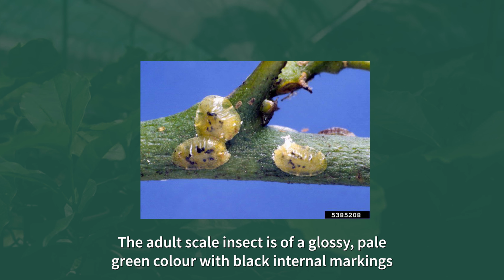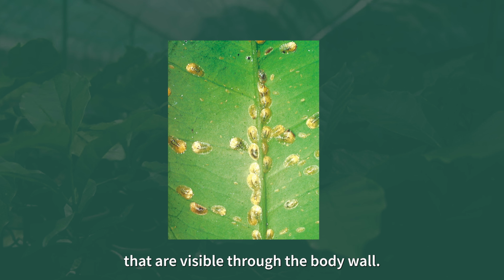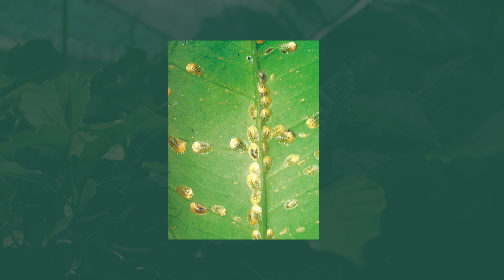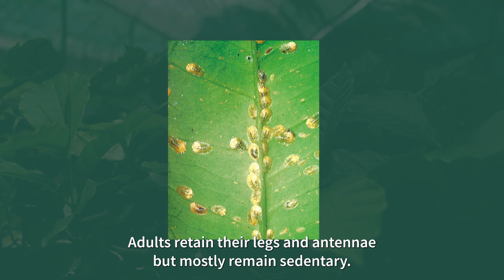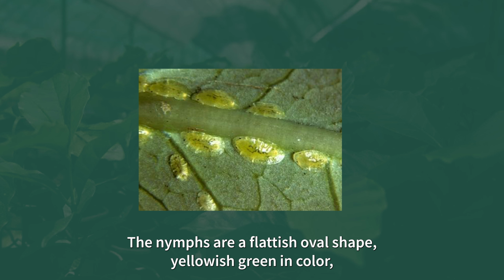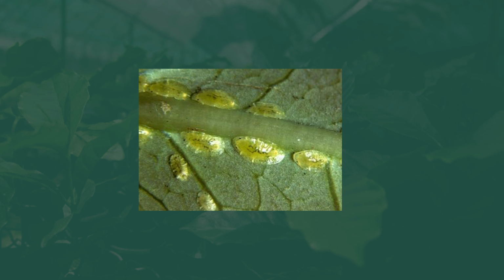The adult scale insect is of a glossy pale green color with black internal markings that are visible through the body wall. They are only 3 mm long. The front end of the insect is rounded, while the rear end has a distinctive groove. Adults retain their legs and antennae, but most remain sedentary. The nymphs are a flattish oval shape, yellowish green in color, with 6 short legs.